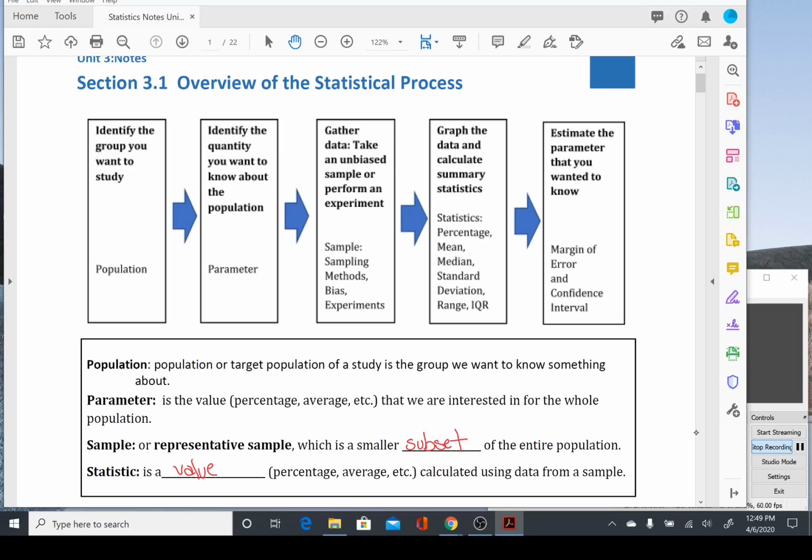The parameter, P and P, go together. The parameter is a measurement for the population that you're trying to find. You got your sample and your statistic. They are the smaller subset that you can work with. So that's how I remember those vocabulary terms.